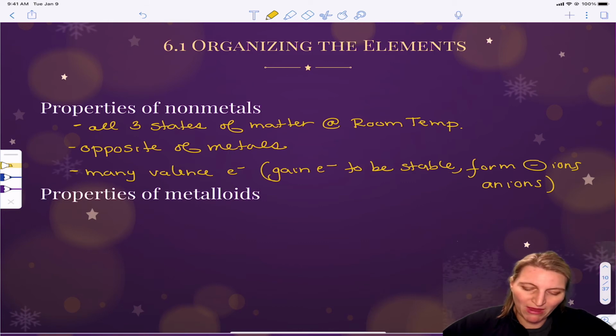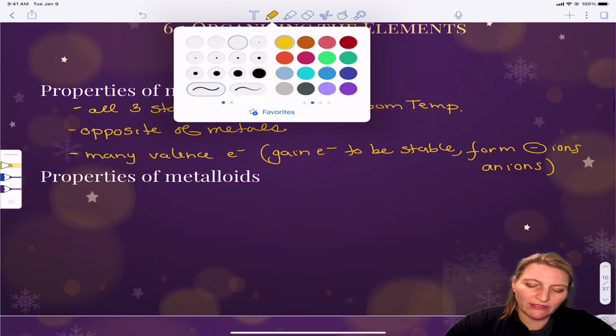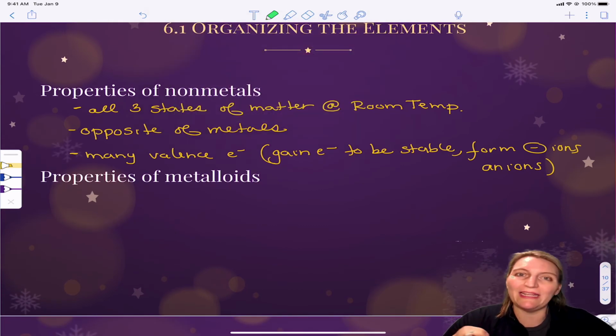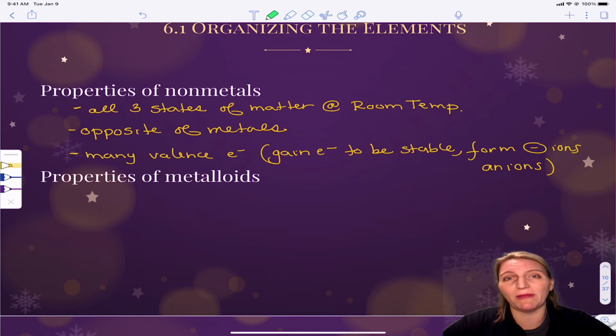And then there are the metalloids. Now the metalloids have properties that we would say are in between the properties of metals and nonmetals. Oftentimes it can be what it's bonded with will determine its properties, or even what temperature it is may determine whether it acts more like a metal or more like a nonmetal.